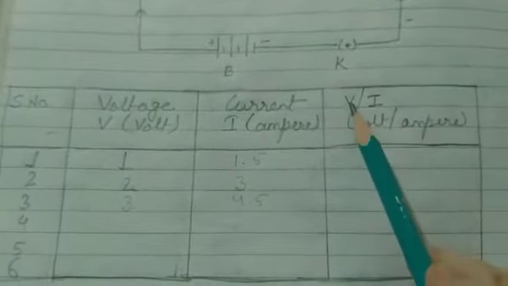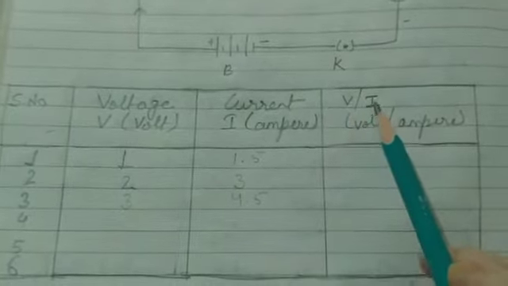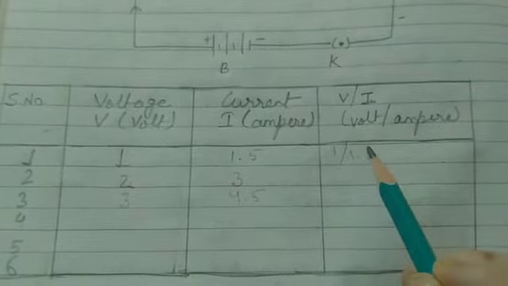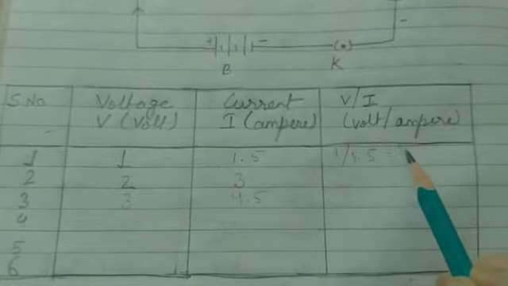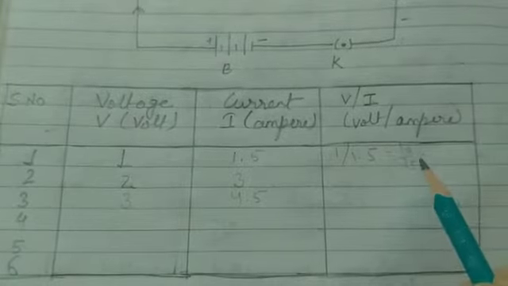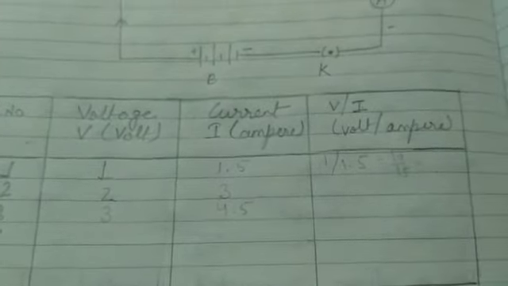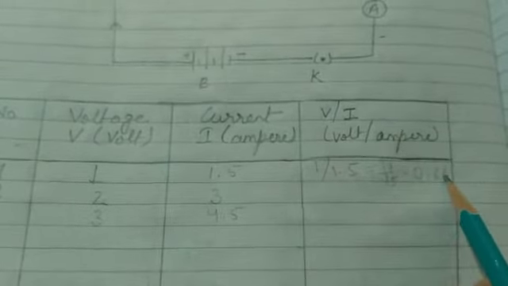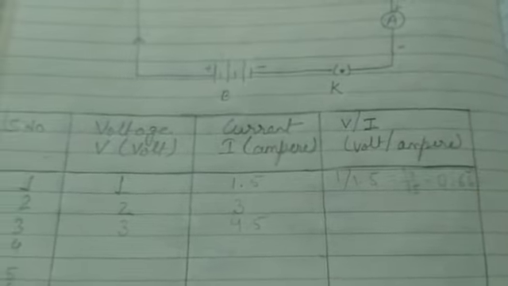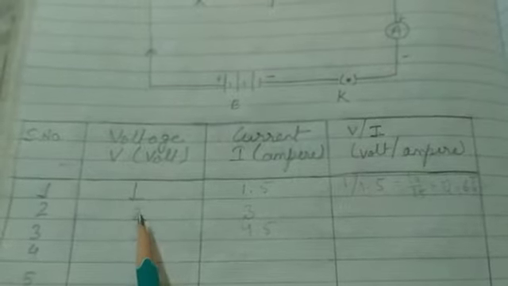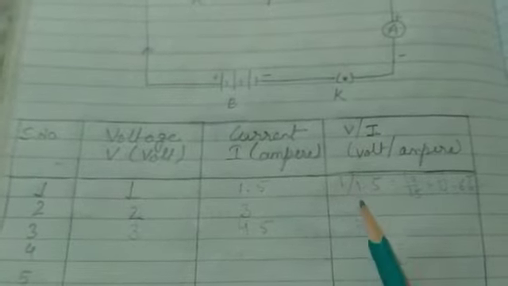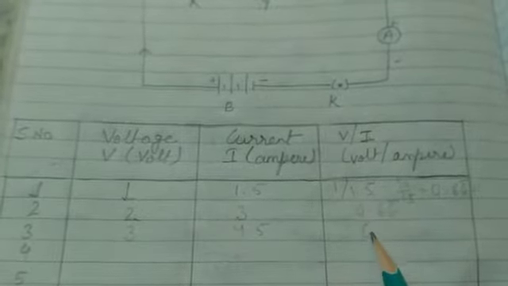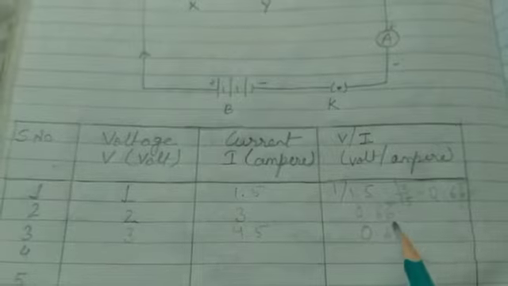Then we will find out the value of V upon I. So V upon I means 2 upon 3, that means 10 upon 15. So what will be its value? Its value will be 0.66 bar something. When we find out the value of V upon I for this one, then also it will come 0.66 bar. For next one also 0.66 bar.